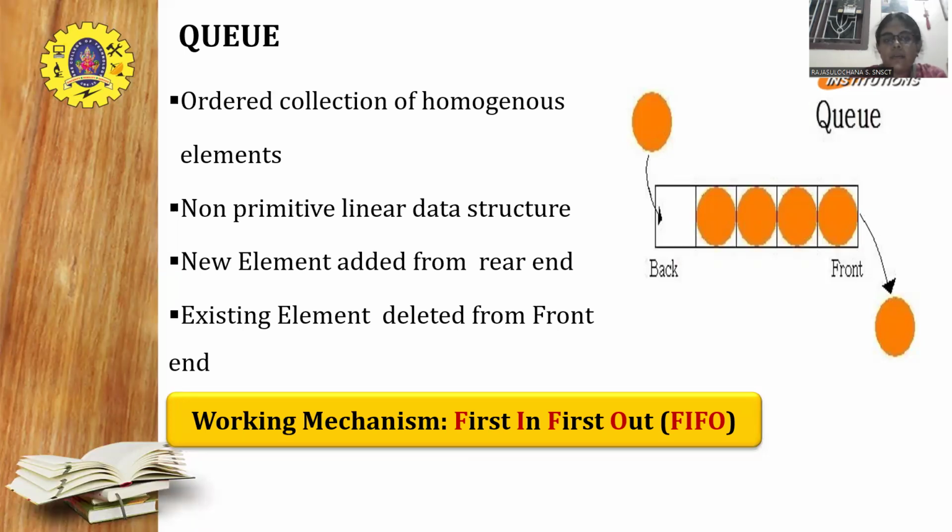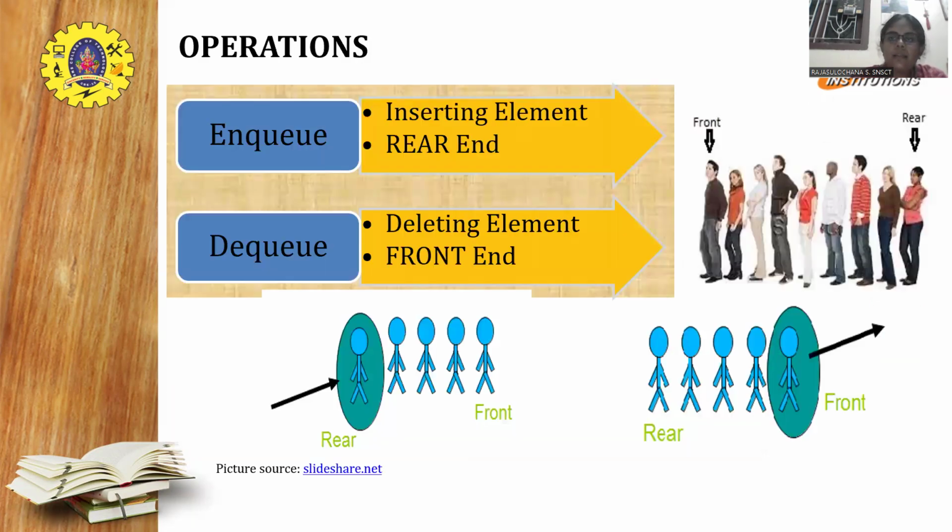So if you want to insert a new element, this new element will be added from the rear end. If you want to delete an element, that element will be removed from the front end. This follows the principle first in, first out. These two are the main operations in case of queue, which is different from the stack data structure. One is NQ, the other one is DQ.